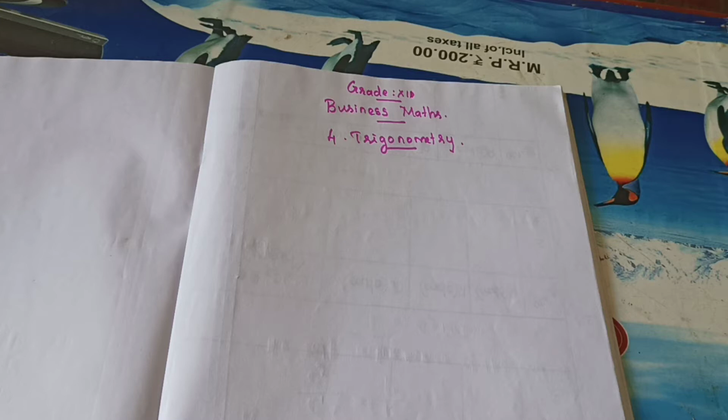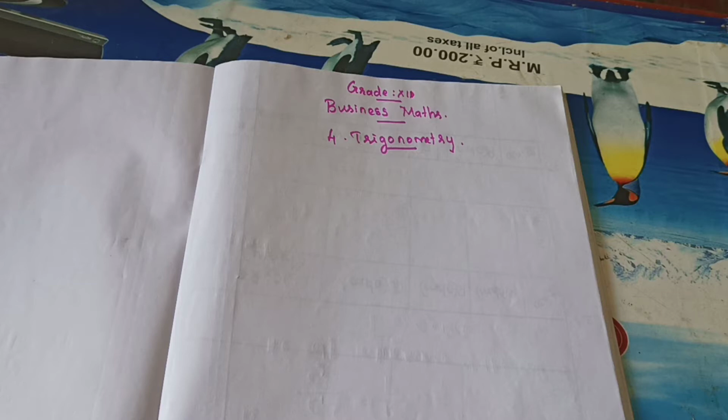Have any idea? We will split the word trigonometry. Tri means what? Three. Gno, or geo, means measure. So it is the measure of the sides. Triangle sides measure, that's called trigonometry. Triangle measure, that is trigonometry. Understand? Triangle measure, that's called trigonometry.